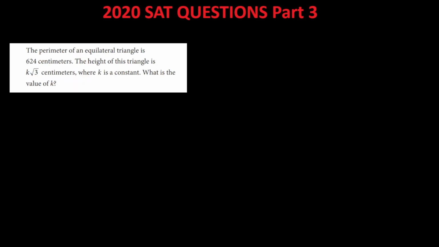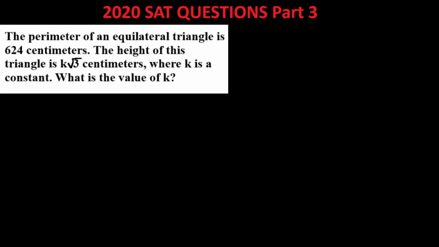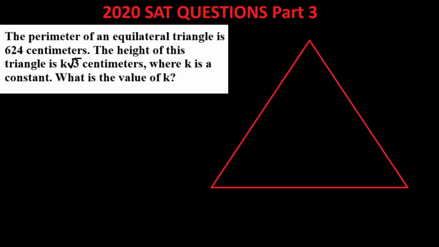The perimeter of an equilateral triangle is 624 centimeters, and the height of this triangle is k radical 3 centimeters, where k is a constant. What is the value of k? Well, the first thing that we should do is draw a diagram. We know that the height is k radical 3. Since this is an equilateral triangle, each of these angles in the corners is 60, and the height of the triangle splits this to be a 30, making this one over here 90, so this is a right angle. So this is a 30, 60, 90 right triangle.